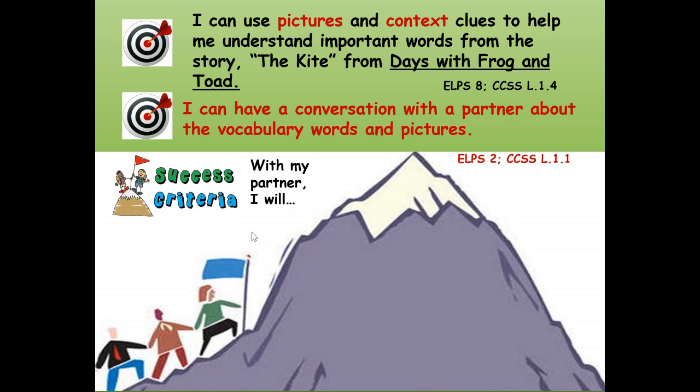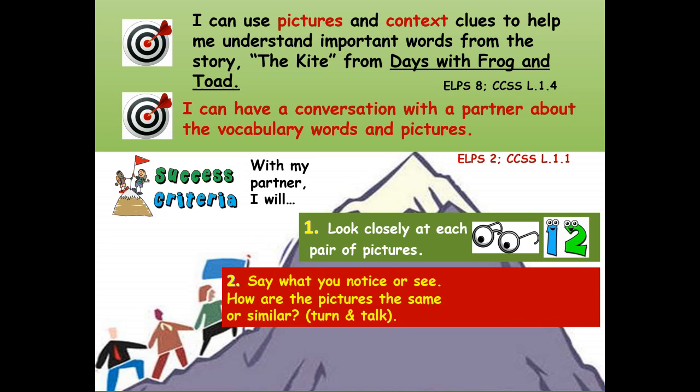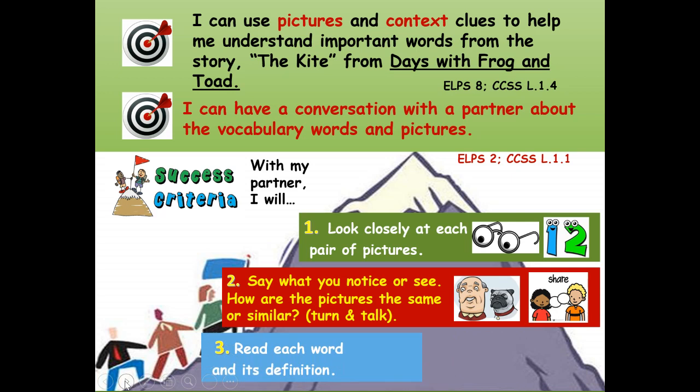With my partner, I will, number one, look closely at each pair of pictures. Number two, say what you notice or see. How are the pictures the same or similar? Turn and talk. Number three, read each word and its definition.